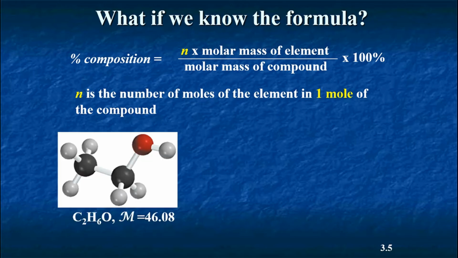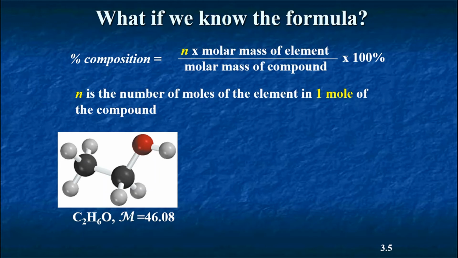So let's see if I have this compound here, C2H6O, and let's say that it has a molar mass of 46.08 grams per mole. And I gave you the structure there so you can see how the compound is actually laid out, how it's arranged in terms of the atoms. In this case, as in most cases, the black spheres are the carbons, the white ones are the hydrogens, and the red one is the oxygen. It's kind of like a conventional coloring scheme for these types of ball and stick models.